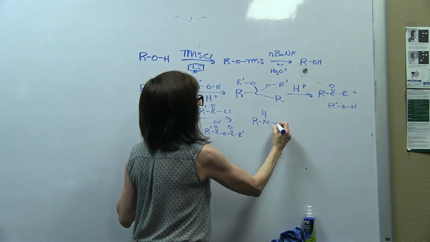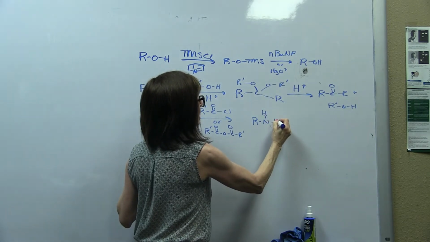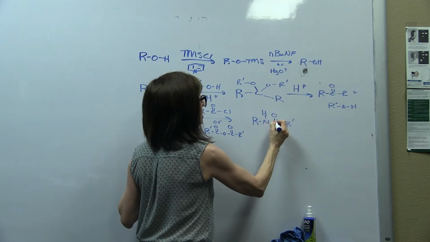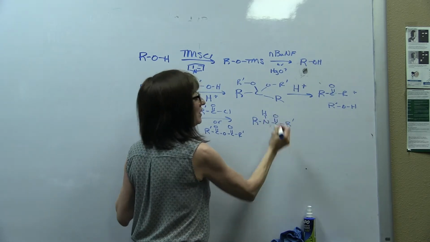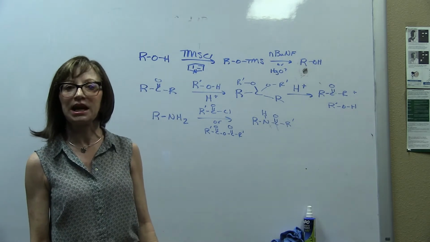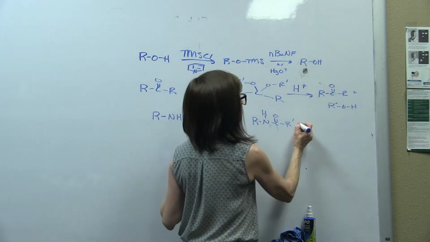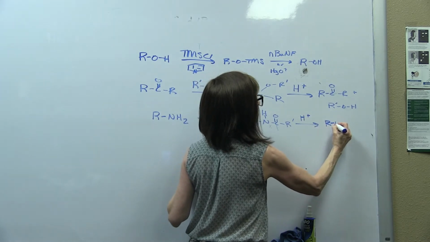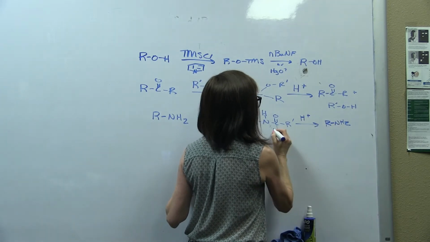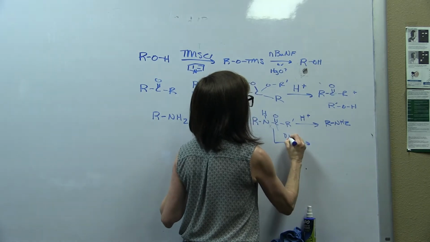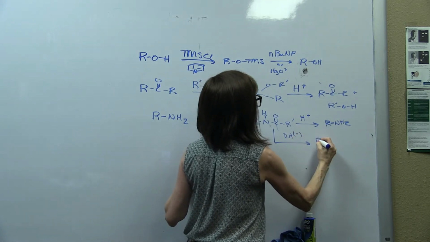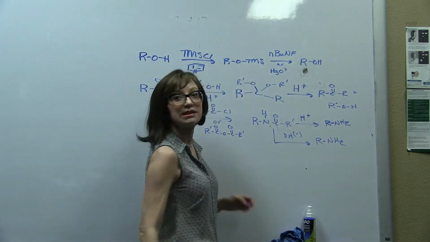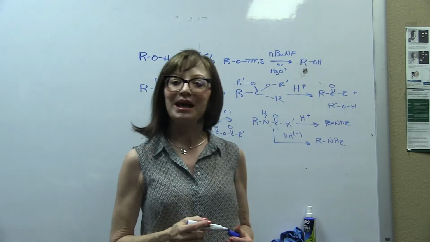Now, these acetyl groups for amines come off very easily under acidic or basic hydrolysis. So we'll just put H plus or OH minus, acidic or basic hydrolysis. Okay?